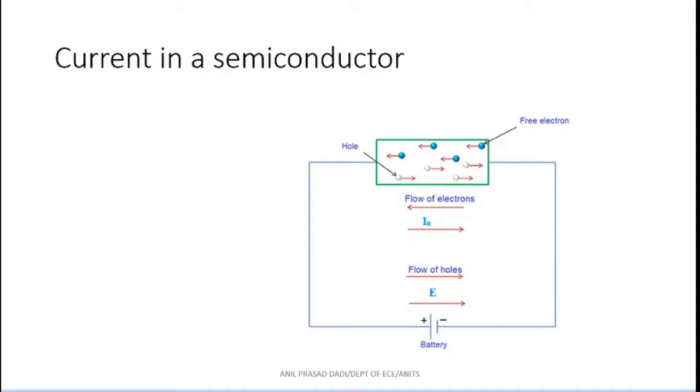Current due to the holes will be in which direction? Left to right only, sir. Why? Because holes are moving from left to right, which means valence electrons are moving from which direction? Right to left.